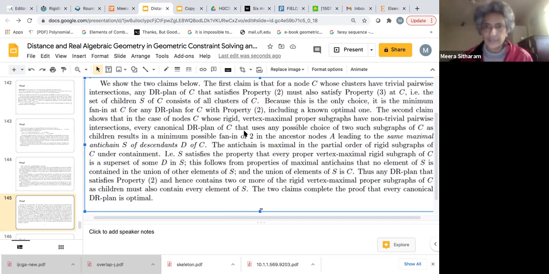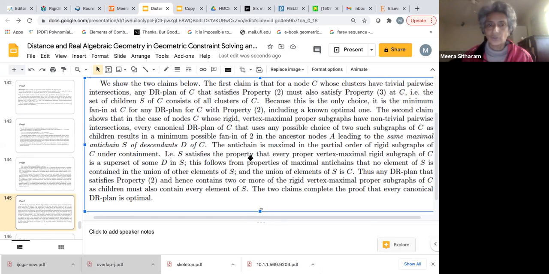So overall, we're trying to show that S is a set of clusters that must be present in any DR plan that satisfies the property, and because S must be present, of the two options for S, either it's unavoidable and it will be present in every DR plan, so every DR plan is going to have that size, or we ensure that all the intermediate nodes have fan in exactly two.